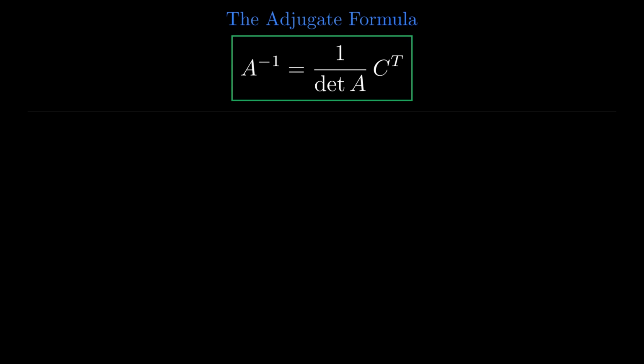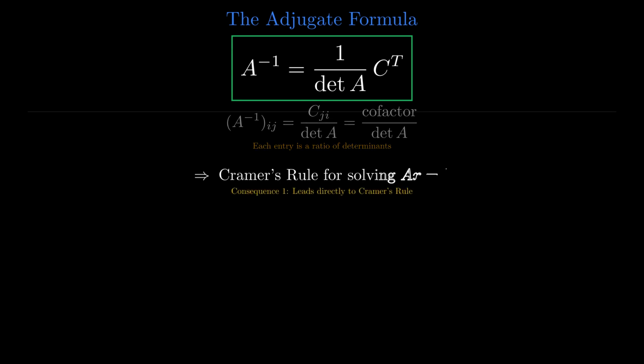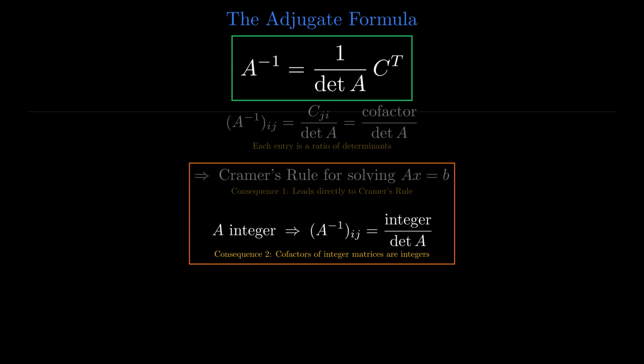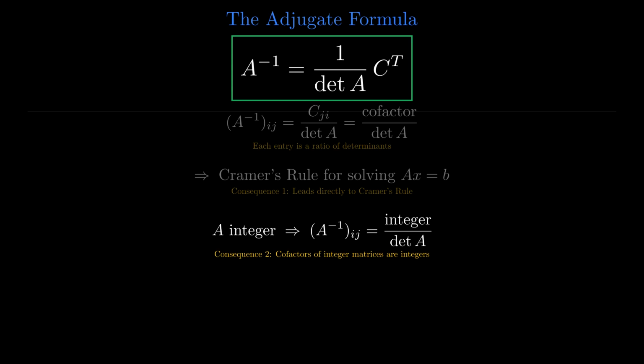Now let's unpack what this really means structurally. Each entry of A inverse equals a cofactor divided by det A, which is a ratio of determinants. This immediately leads to two powerful consequences. First, it leads directly to Cramer's rule for solving linear systems. Second, it tells us that if A has integer entries, then every entry of A inverse is an integer divided by det A. Why? Because cofactors are determinants of submatrices with integer entries, so they must be integers too.